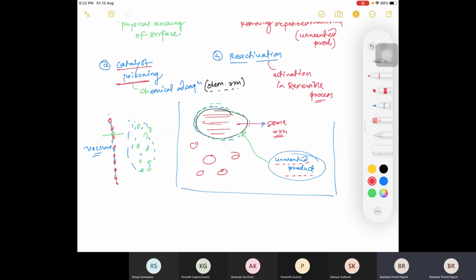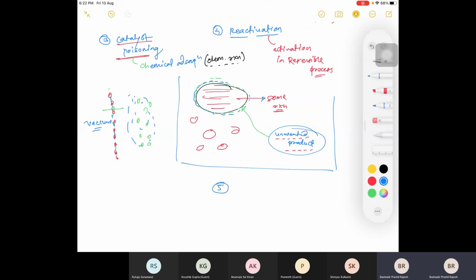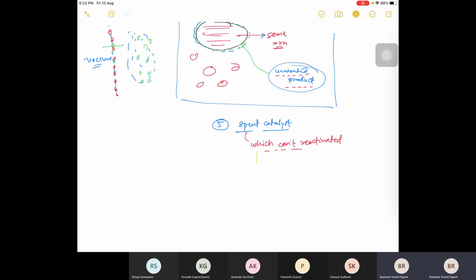Okay, and if it is irreversible, then I'll define one next term, that is called spent catalyst. Spent catalyst is a catalyst which cannot be reactivated. Okay, so this chemical phenomenon is not reversible, so you can write not reversible. एक बार catalyst खराब हो गया तो you cannot use it again. Okay, so these are some terms.